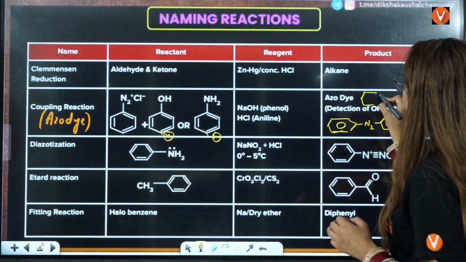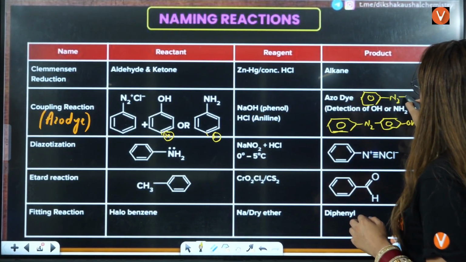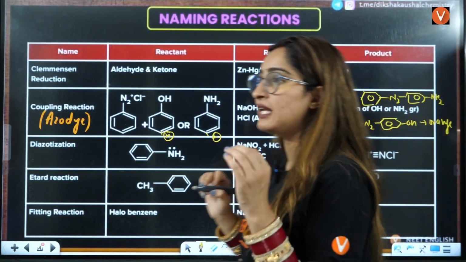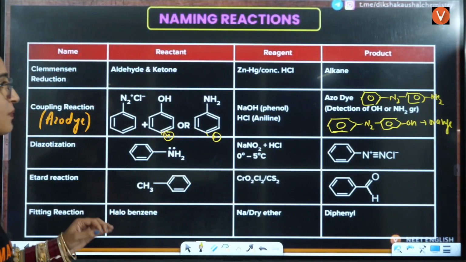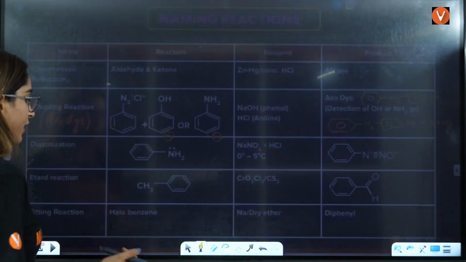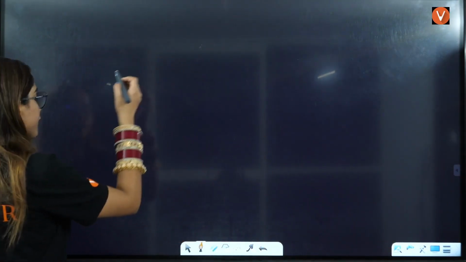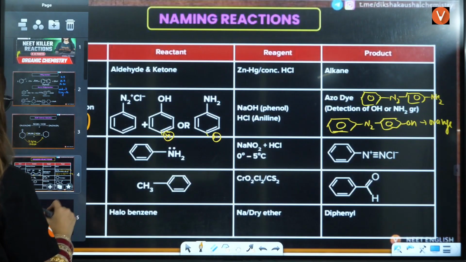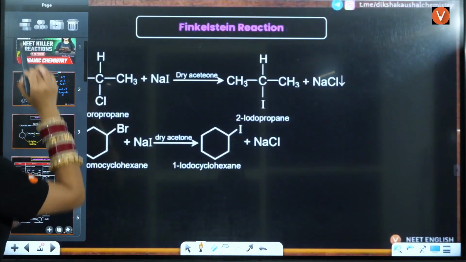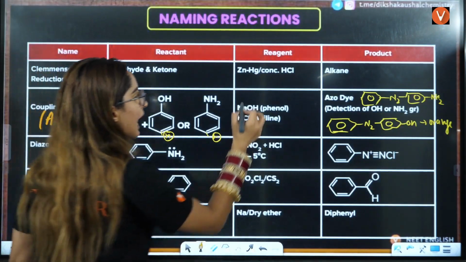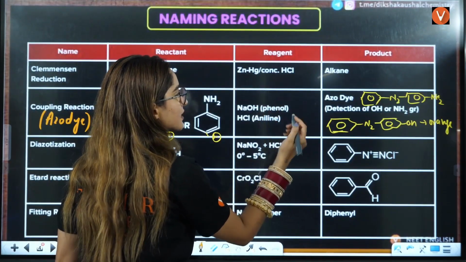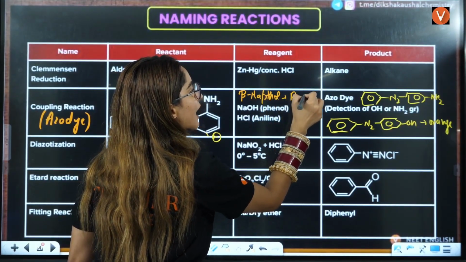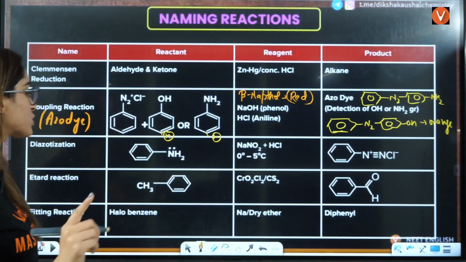But when we talk about aniline, what will we have? With aniline, you will have the formation of a yellow color of dye. And there is one more very, very important thing: if you have beta naphthol as a reactant, then you will have a scarlet red color of dye. Okay, the colors of dyes are also very important.